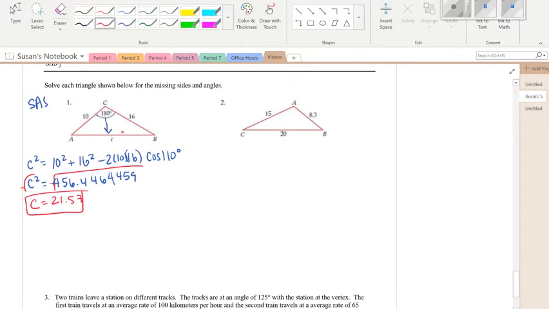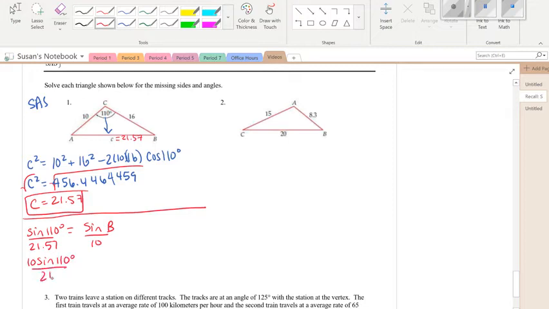And now I can use the law of sines to solve because I have enough information. Of course, we're going to have some rounding error because side c is rounded. So the sine of 110 degrees over 21.57 is equal to the sine of b over 10. So for this one, multiply both sides by 10. So 10 times the sine of 110 degrees over 21.57 is equal to the sine of b. To get b out of the sine, we have to do the sine inverse. So the sine inverse of 10 times the sine of 110 degrees over 21.57 is equal to b. So when you plug that into your calculator, don't forget the sine inverse key. So b is then equal to 25.8 degrees.